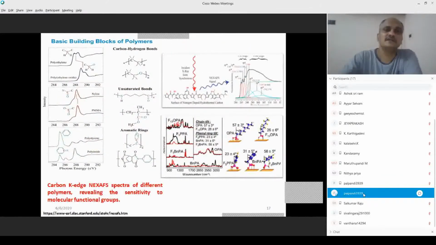And the next one is, the NEXAFS spectra can also be used to analyze the building blocks of polymers. For example, if you take two polymers, polyethylene and polyethylene oxide, in the first figure, this central carbon is attached to two carbons and two hydrogens. But in the case of polyethylene oxide, the central carbon is attached to one carbon and another one is attached to oxygen. You can see the difference in the spectra.